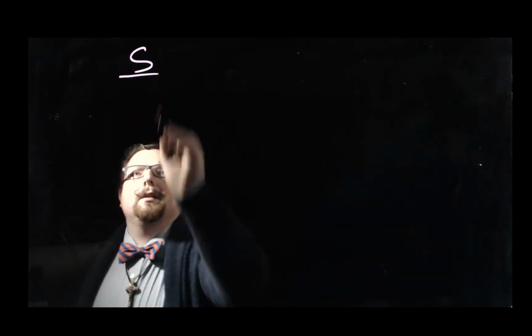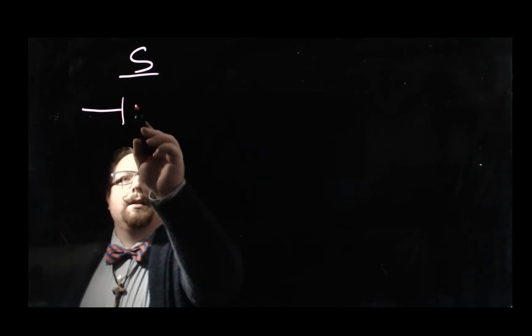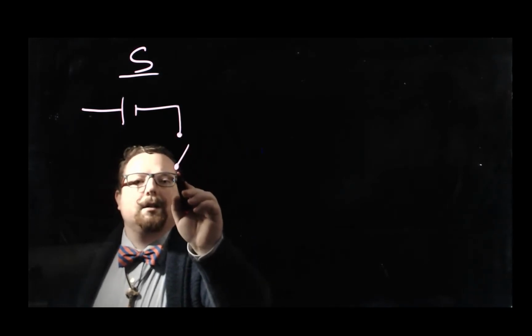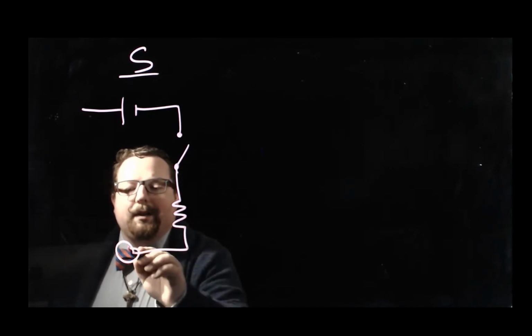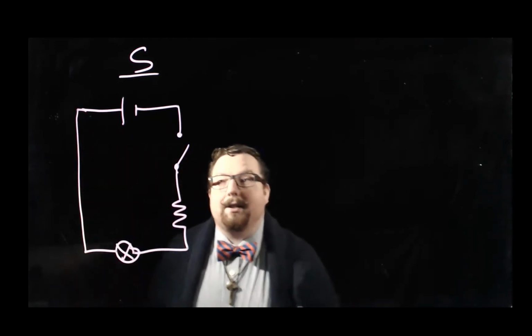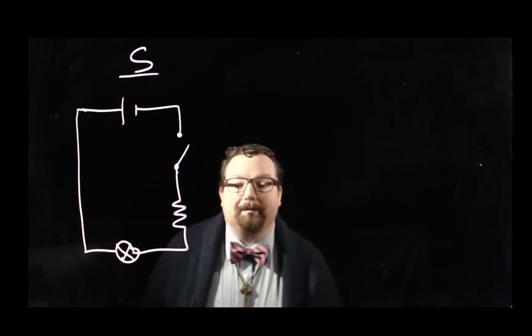We'll do the same components, but we'll do one in series and one in parallel. So for our series, let's say we want one battery, one switch, one resistor, and one light bulb. Start here, do a battery, do a switch. Oh, we could do a resistor here. Keep going around, let's do a light bulb. And that's your circuit. That's a series circuit. Notice how they're all just in one loop. There's only one way for the electricity to flow.